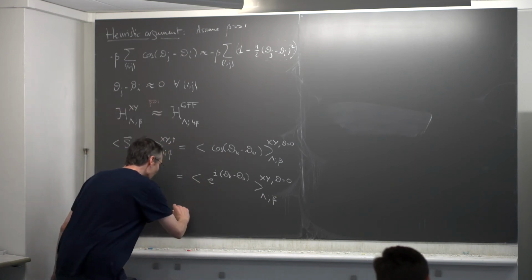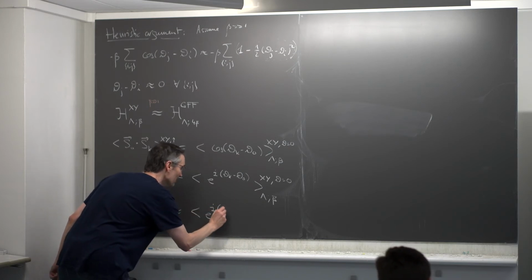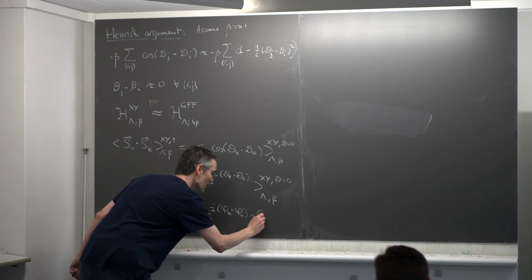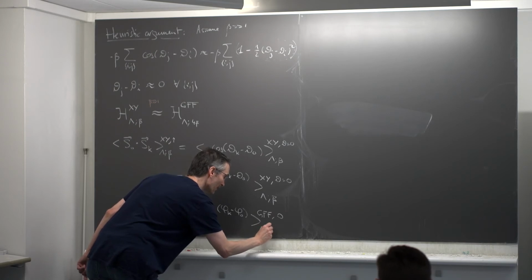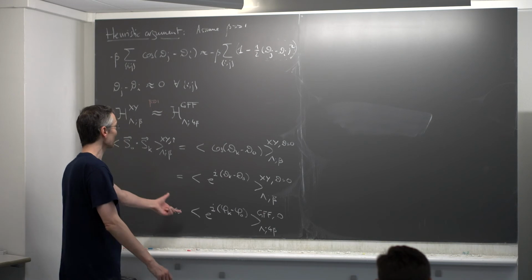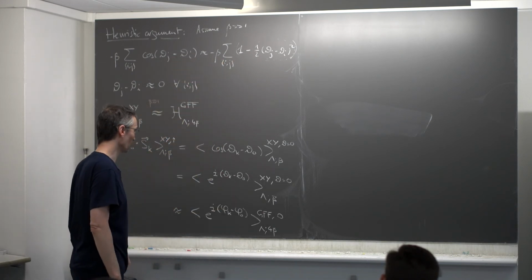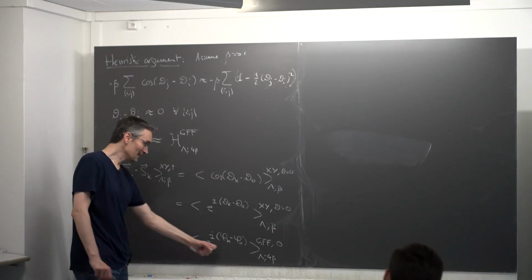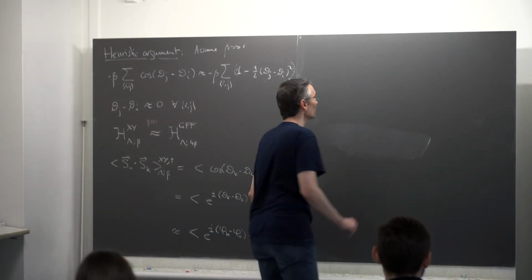And this should be very close to the expectation of e to the i (phi k minus phi 0) in the GFF with 0 boundary condition in the box lambda at inverse temperature 4 beta. That's the guess that comes from the fact that I expect the angle between neighbors to be very close to each other. So we expect something like that. This is nice because this I can compute. So let me compute it.